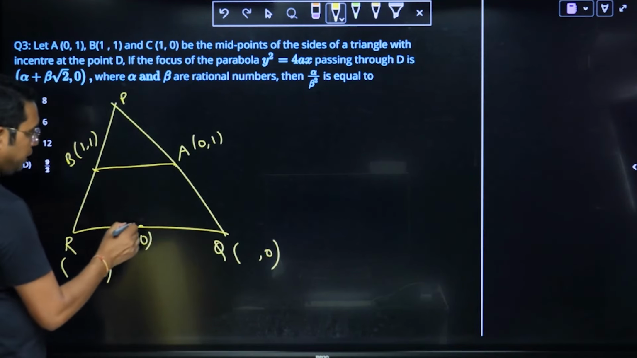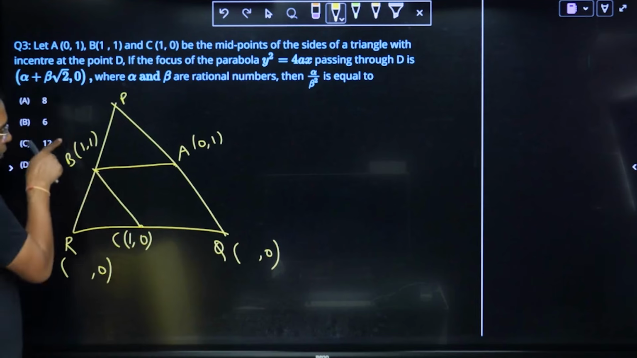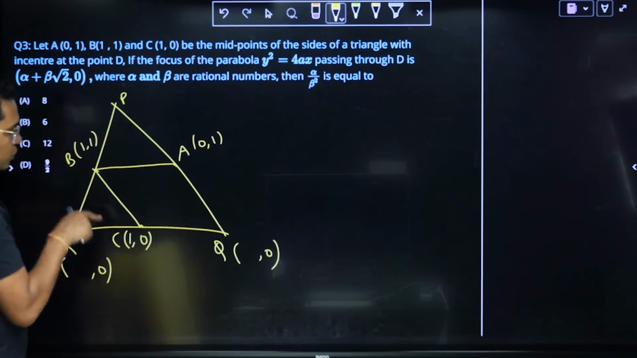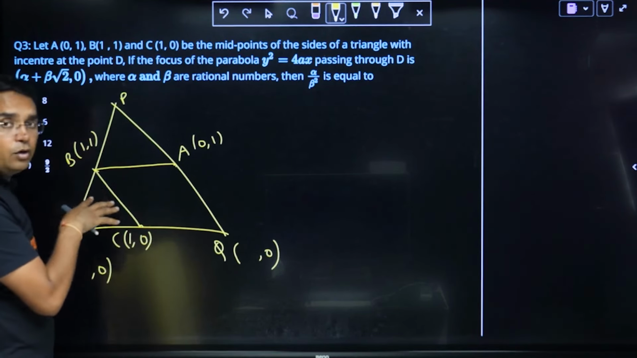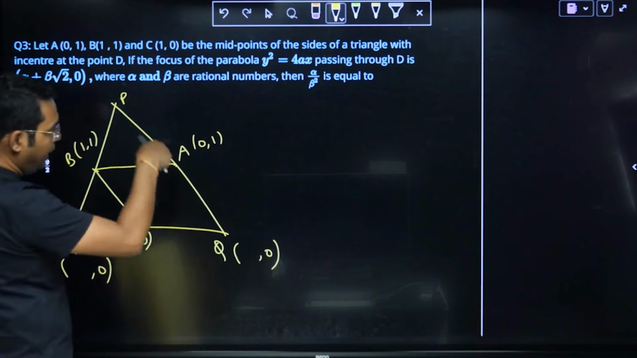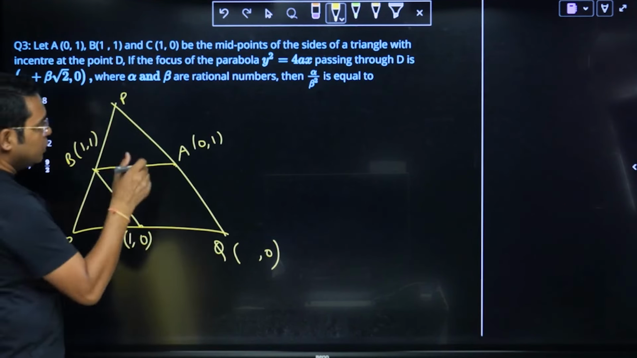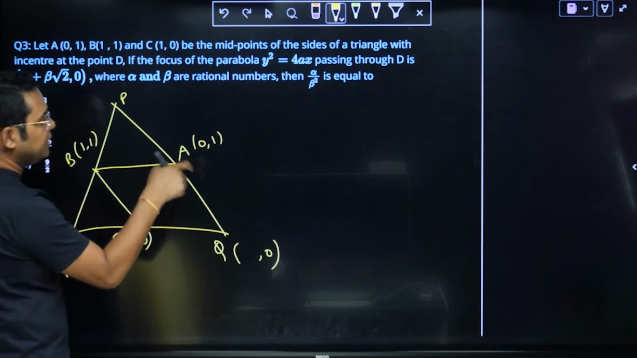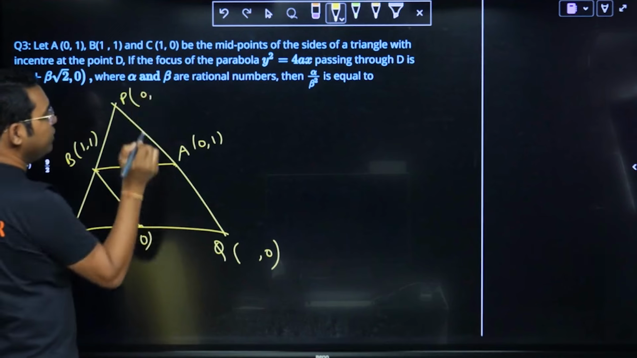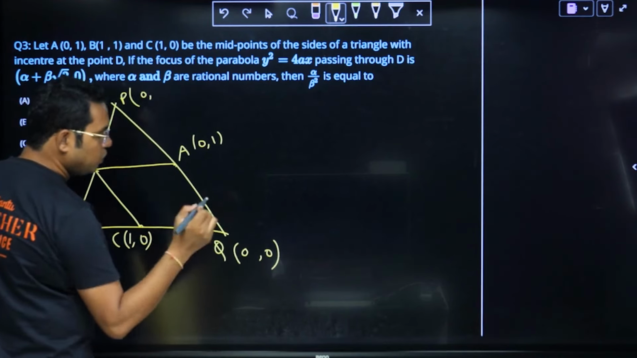Similarly, if we join C with B, here you can see x coordinates are same. If x coordinates are same, that means it will be parallel to y-axis. So this side PQ will also be parallel to y-axis. So they should have same x coordinate as that of A. So P will have x coordinate to be 0 and Q will also have x coordinate to be 0.